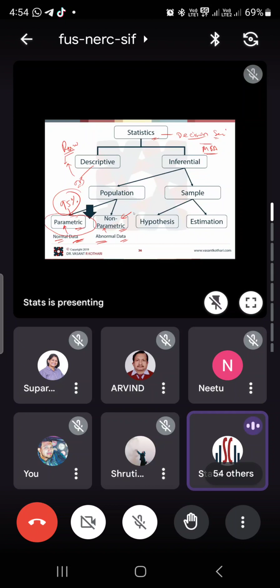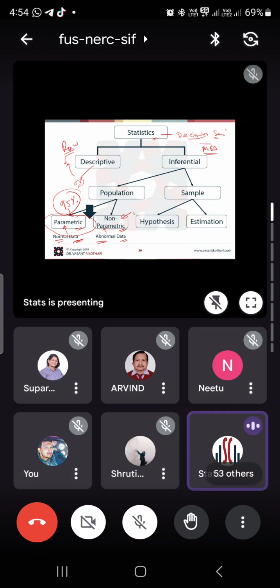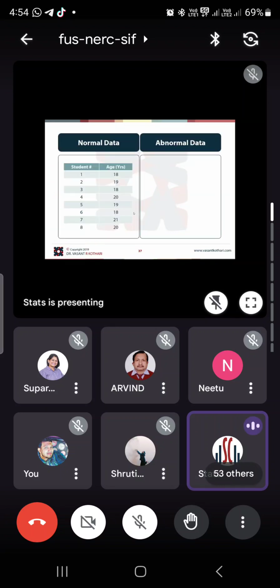Take any question paper, a 10 marks theoretical question is always there on parametric and non-parametric. And students literally mug up this without understanding the meaning of parametric and non-parametric. So please listen carefully. I'll try to clear the concept of parametric and non-parametric statistics. And for that, first we'll try to understand what is normal data and what is abnormal data.